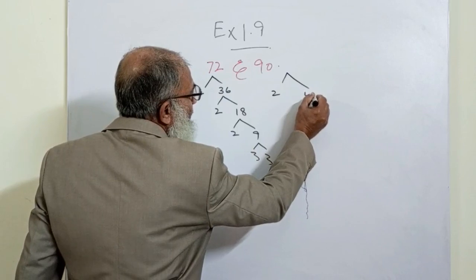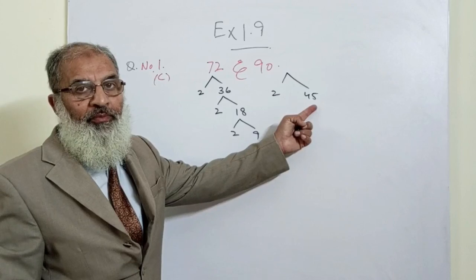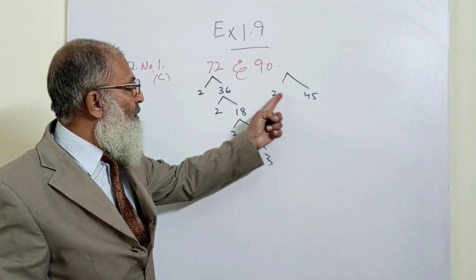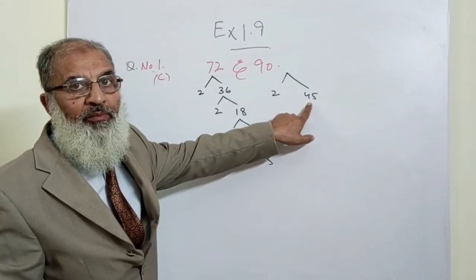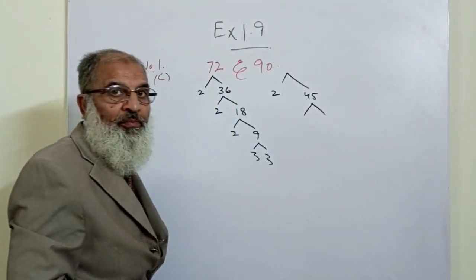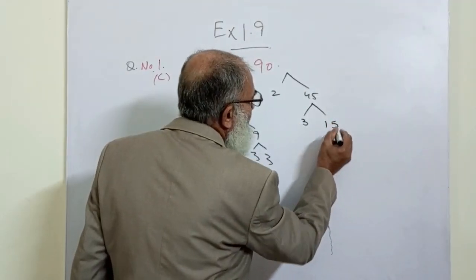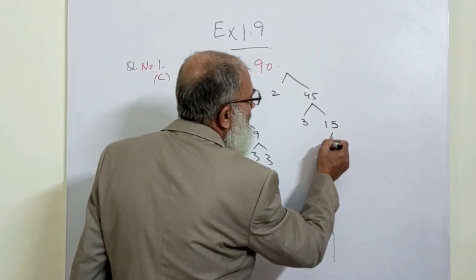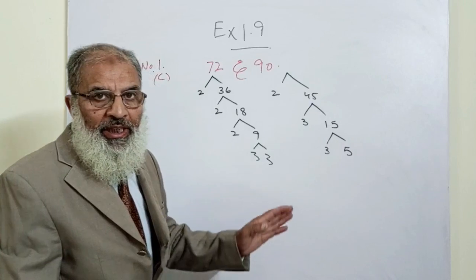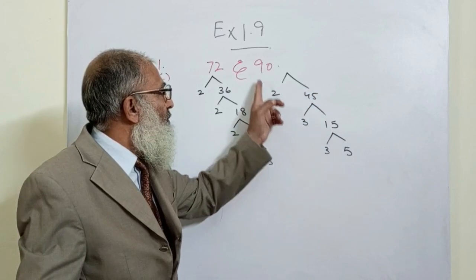Now for this, 2 times 45. Just see now, stop here. You see that this 45 is not divisible by 2 anymore. So we start from the next possible prime number, and that is 3. 3 times 15 is 45, and it is again divisible by 3. You can check it again. 5 times 3 is 15, 15 times 3 is 45, and 45 times 2 is 90.